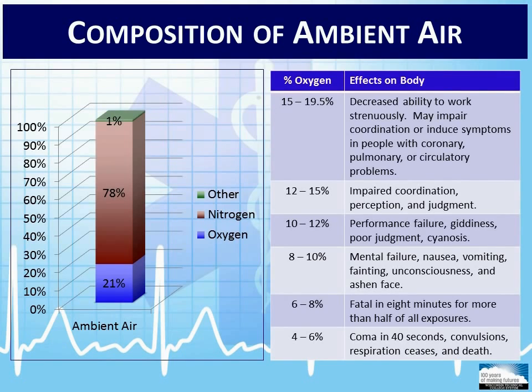As the oxygen saturation in the air is decreased to 15%, coordination, perception, and judgment is impaired. At 12%, our body can no longer provide enough oxygen to adequately perfuse our extremities, resulting in cyanosis, where the skin turns blue due to the lack of oxygen. The impact is even more pronounced at 10% with nausea, vomiting, mental failure, and unconsciousness. At 8%, half the people in that environment for 8 minutes will be dead. A quarter are dead after only 6 minutes. If the environment has less than 6% oxygen in it, the person is dead within seconds.